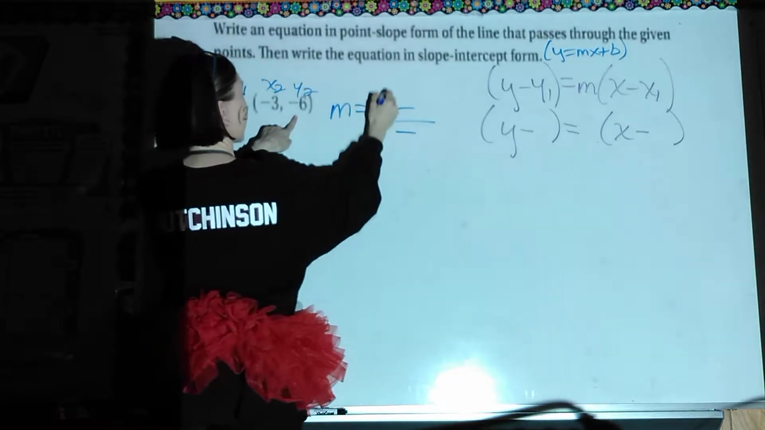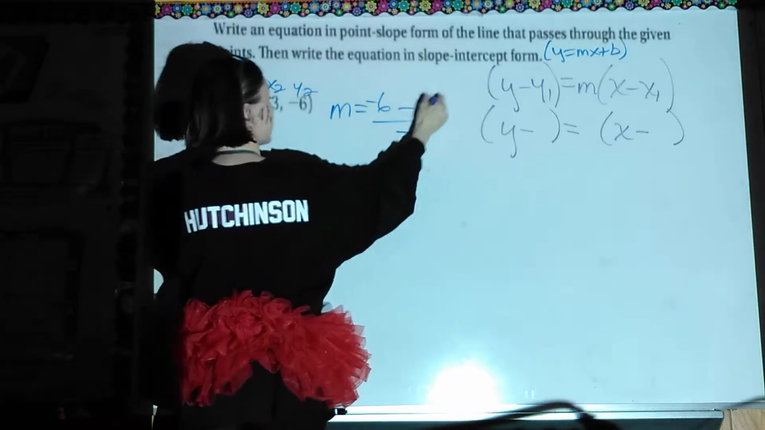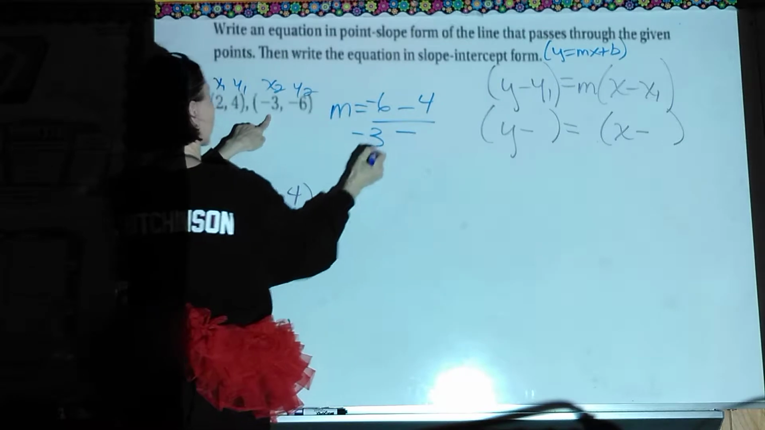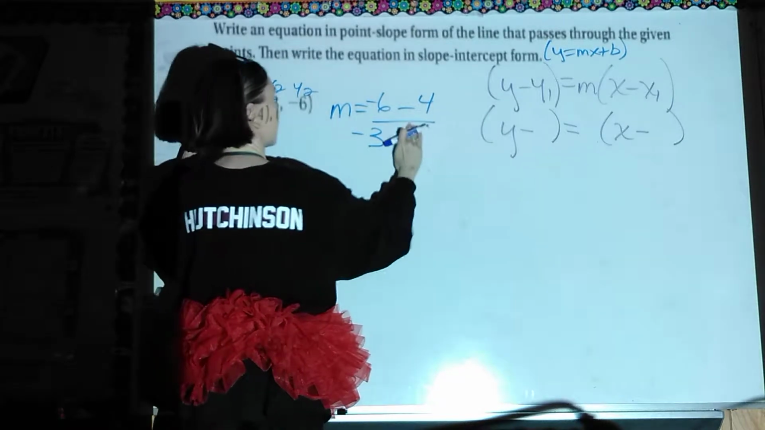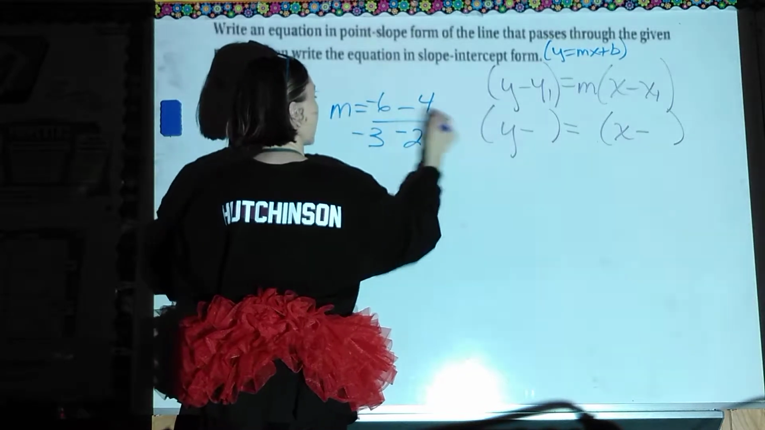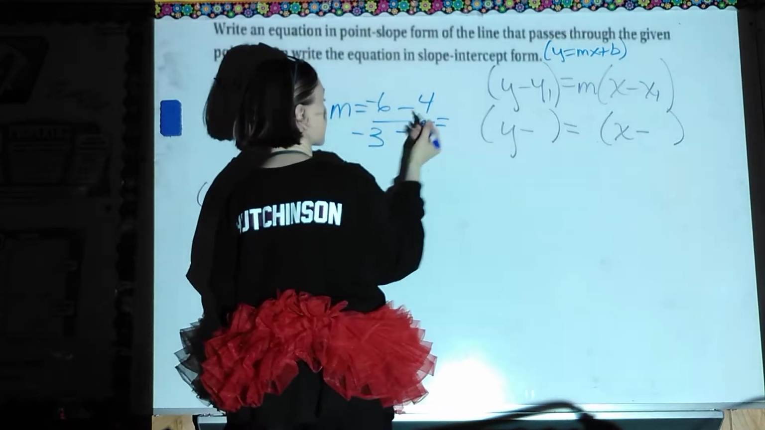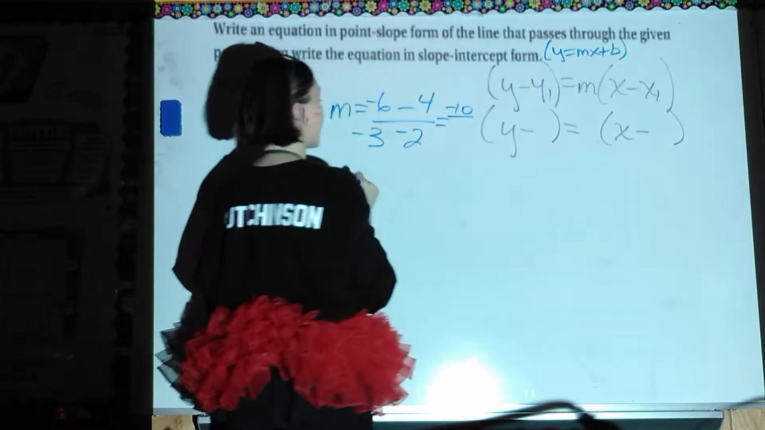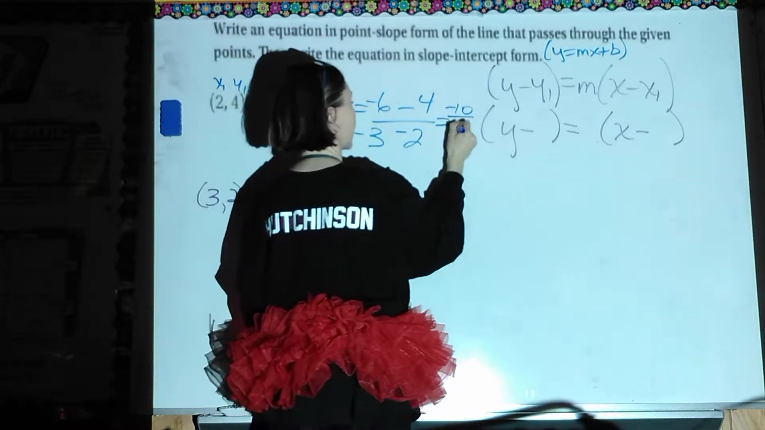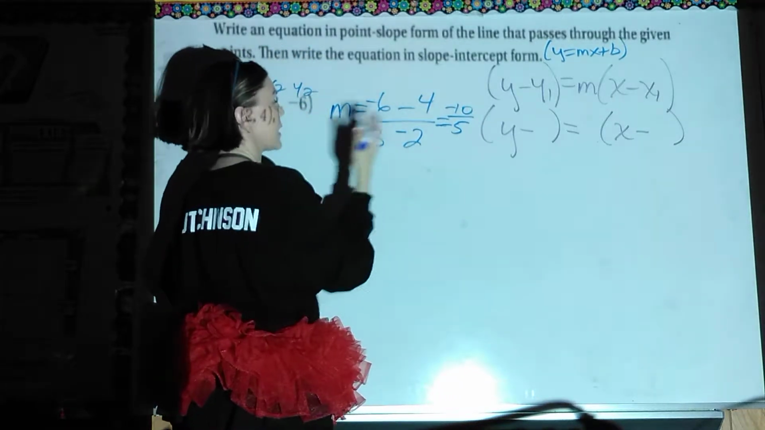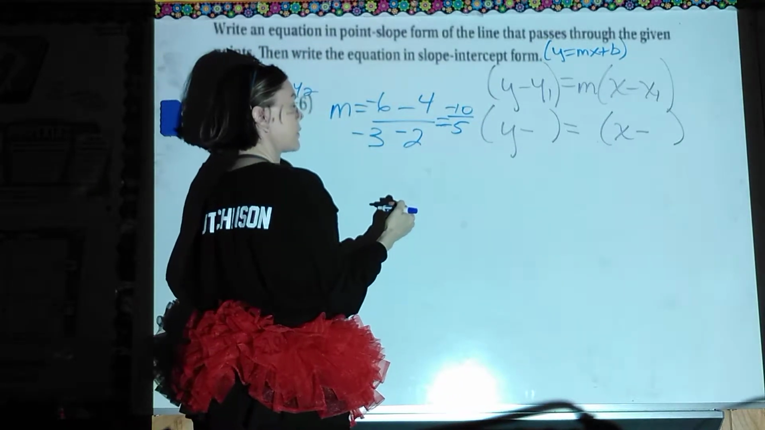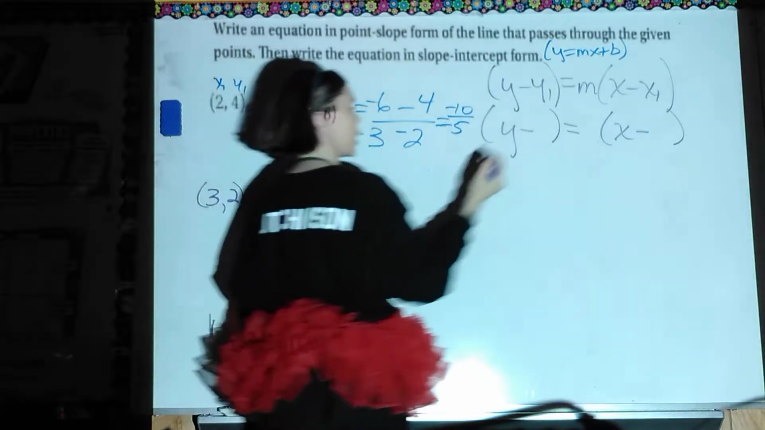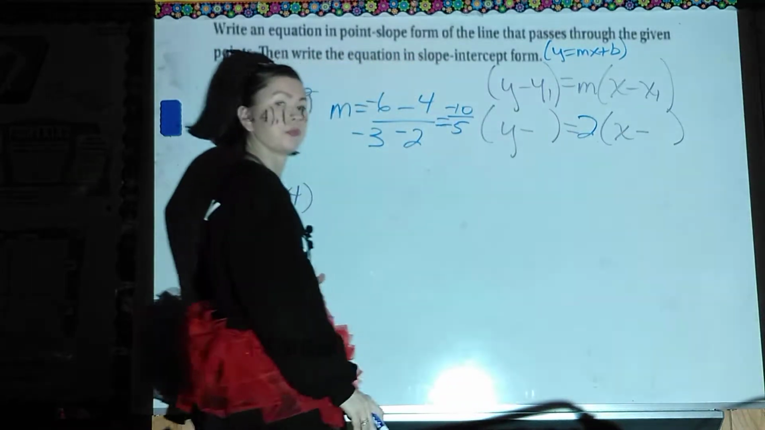Okay, so we have negative 6 minus 4, and then negative 3 minus 2. And so we have negative 6 minus 4 is a negative 10. And then negative 3 minus 2 is a negative 5. So a negative divided by a negative gives you a positive, and 10 divided by 5 is what? 2. Put it there. 2. Halfway done. Okay?